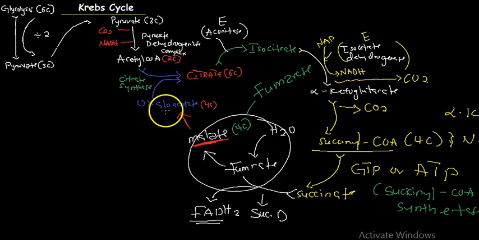From citrate, it becomes isocitrate. From isocitrate, alpha ketoglutarate, from there to the succinyl CoA, from succinyl CoA to the succinate. Then fumarate, and from fumarate, it becomes malate. From malate, it goes back into the oxaloacetate.